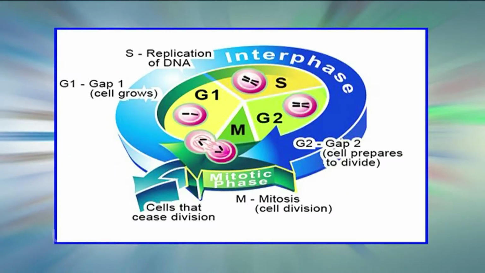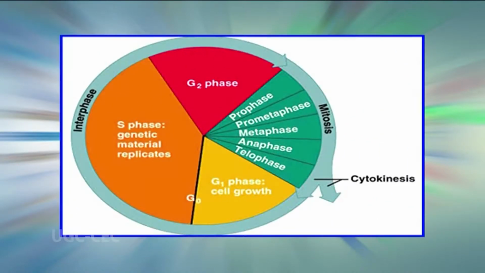In proliferating somatic cells, the cell cycle consists of two phases, the mitotic or division or M phase and an interphase between divisions. Interphase consists of three stages, that is gap 1, S and gap 2 phases.